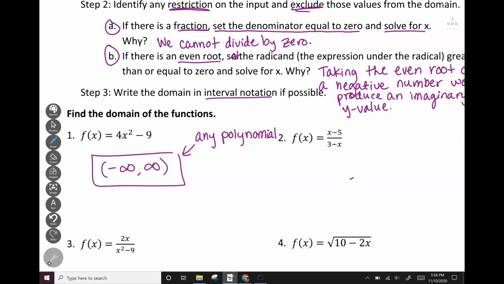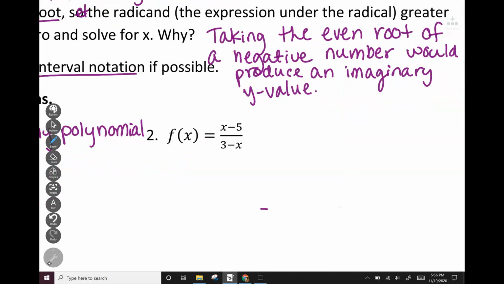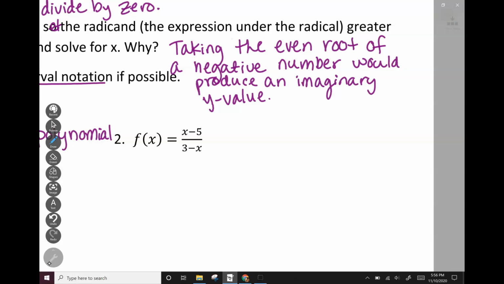All right, number 2. We've got a fraction here for sure. So we need to, it says to set your denominator equal to 0 and solve for x. So I would just add that x over.